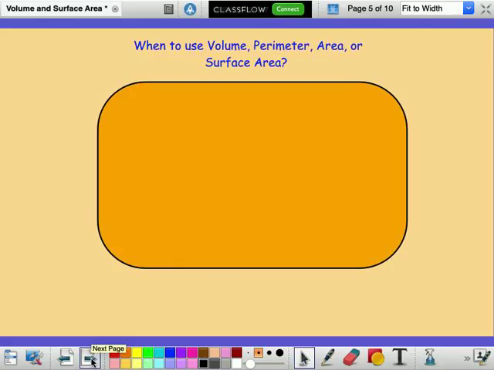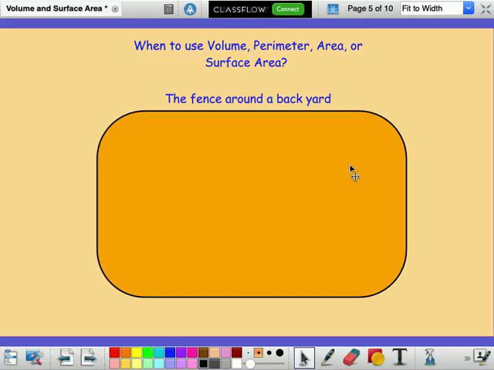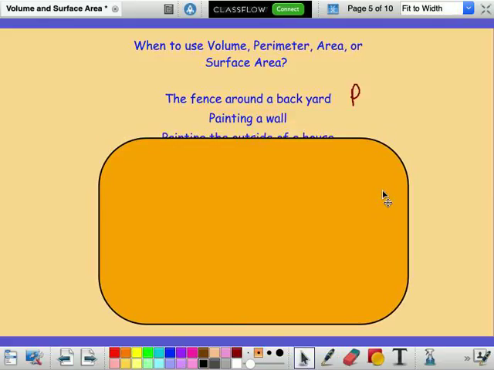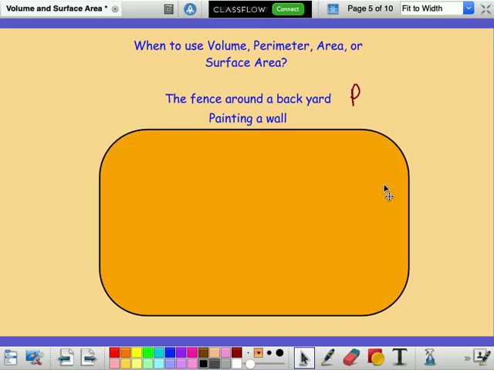All right, so this is when we're going to decide when to use volume, perimeter, area, or surface area. So these are situations that you will have to choose. What does it give you? So my first one says the fence around a backyard. All right, so the fence around a backyard, we would be using perimeter. I'm just going to put a P for perimeter. If you were painting a wall, not multiple, but just one, you would be using area.